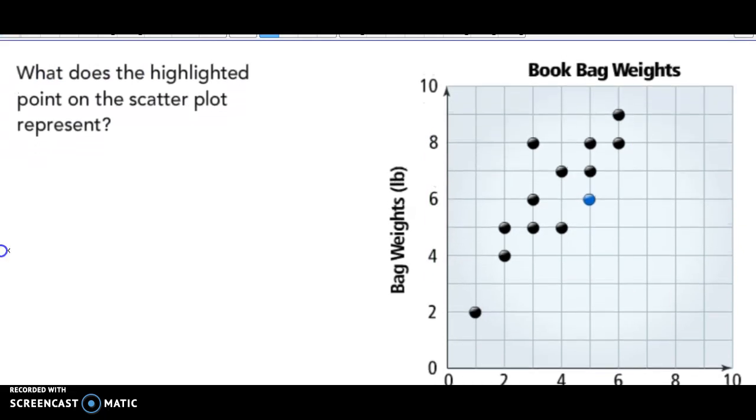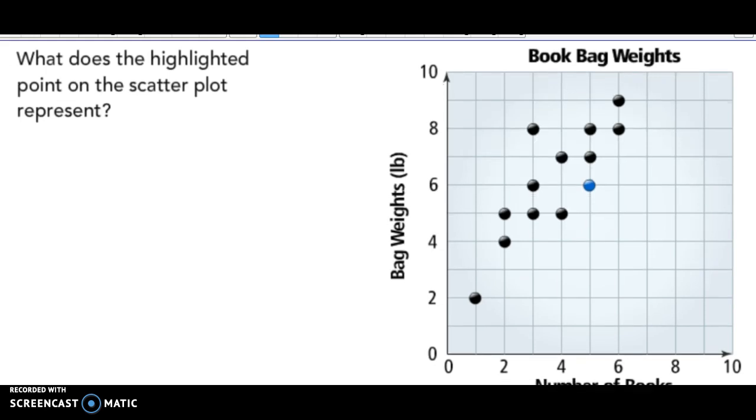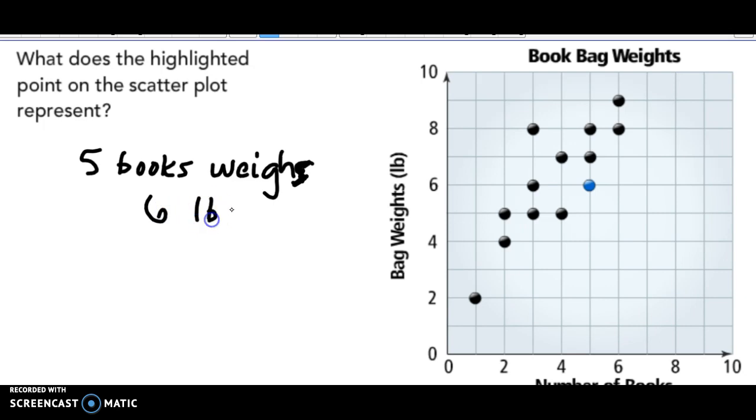So when you are asked to label the coordinates of a highlighted point, we would just need to look at both the x and the y coordinate for this point. So this blue point would be 5 books weighing 6 pounds. When they want to know what it represents, we could say that 5 books weigh 6 pounds. That's the information I get from this point.